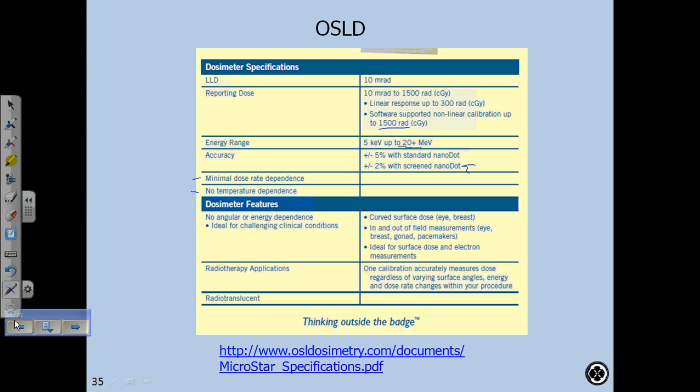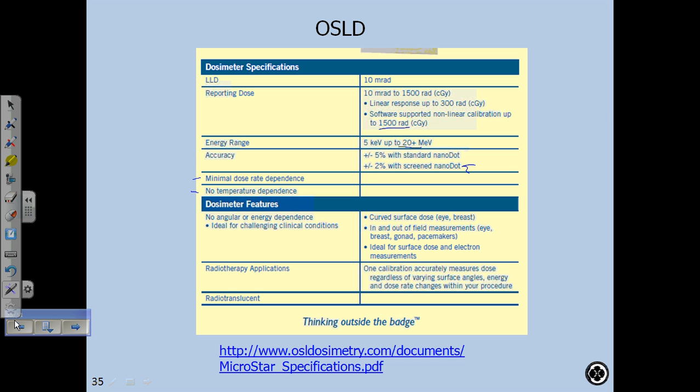I don't have any experience with OSLs. But I know that there's a couple of centers around here that use them, and they have their own readers. If you don't want to buy a reader, you can always contact Landauer, and they'll send you OSLs. You can use them, and they'll overnight read them for you.